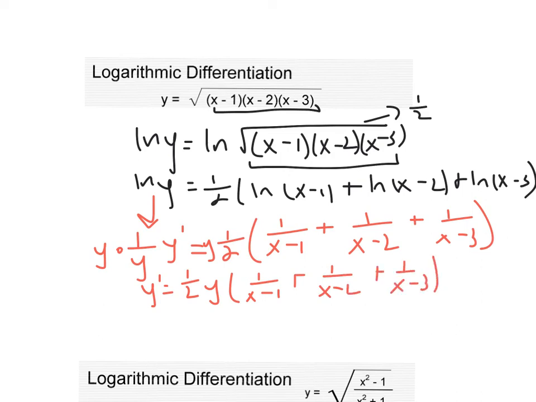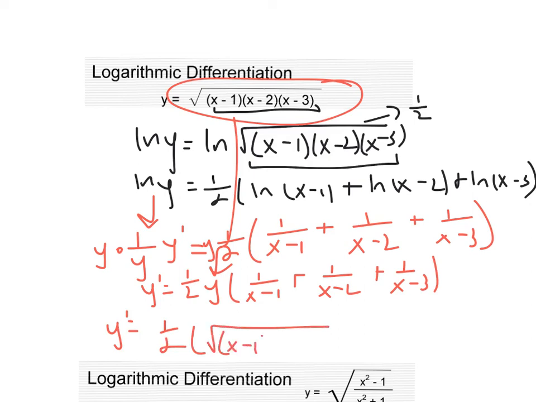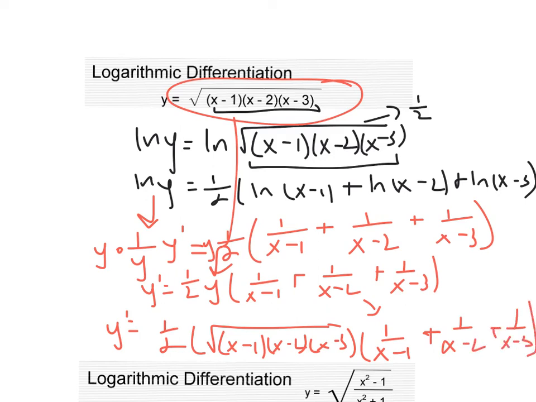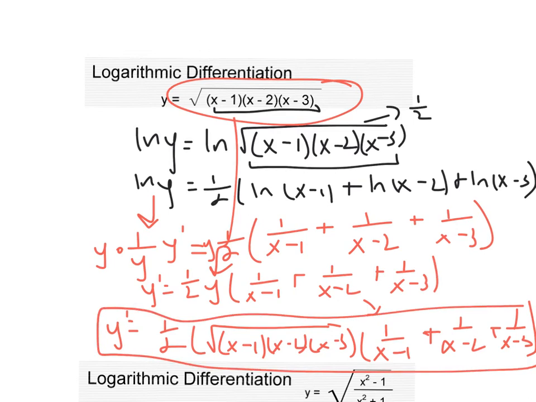I'm not going to make you get a common denominator here, but I am going to have you plug in so we don't have too many variables going on. Because I know what y equals. It's literally this entire expression. So your last step is literally just to plug it back in. So y prime equals 1/2 square root of x minus 1, x minus 2, x minus 3 times parentheses all this stuff. So that's your final answer. It looks terrible, but it works.